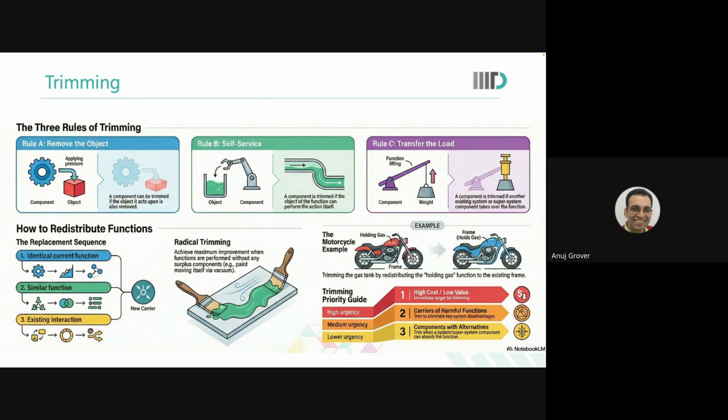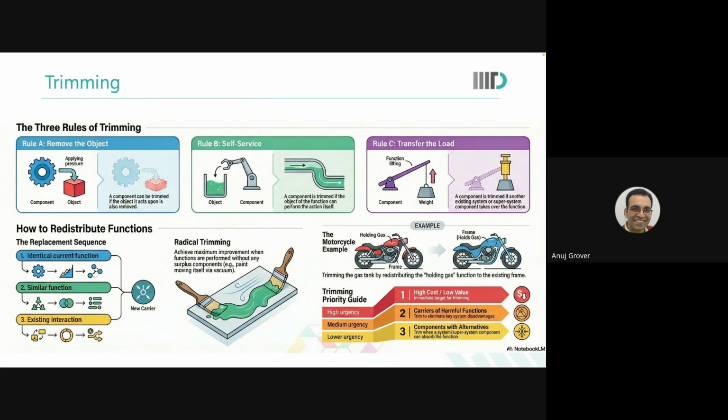And when we talk of redistributing the functions, we only talk of useful functions. Harmful functions we actually want to eliminate. In fact, that is one of the criteria to identify which components to trim. So if there is a component that is a carrier of a harmful function, that is one of the first functions we want to remove.